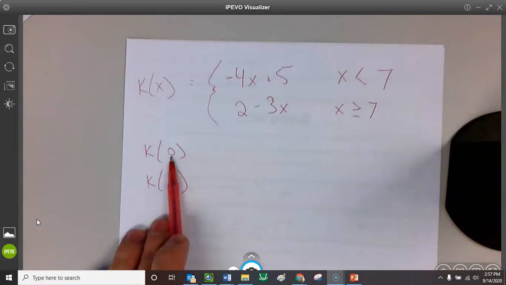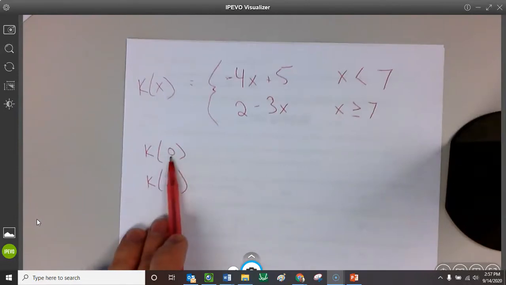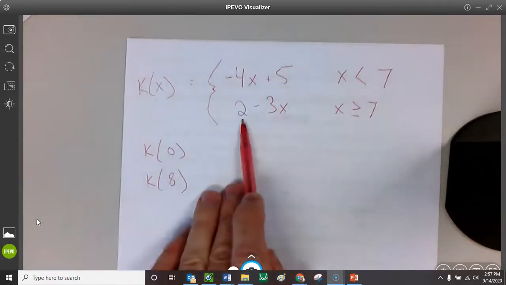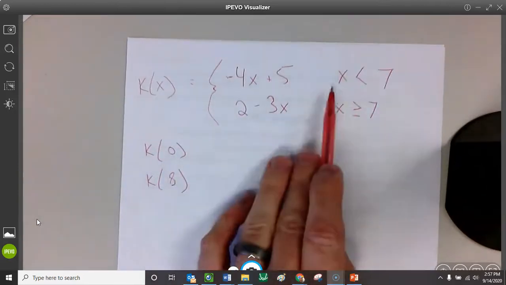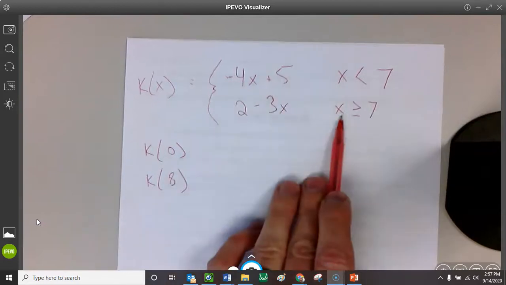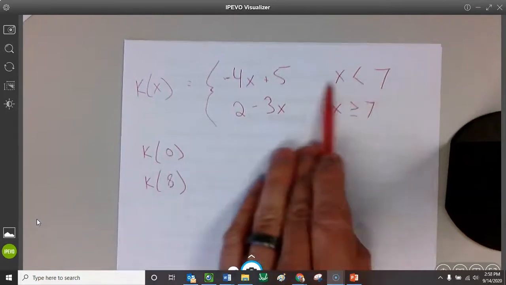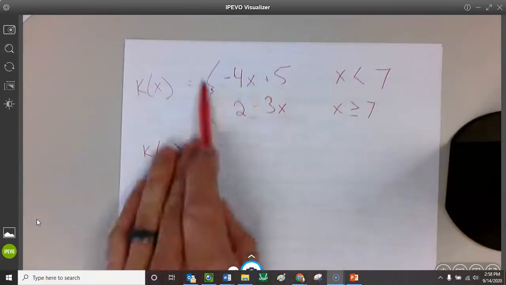K of 0, giggling at my own jokes. I need to plug in a 0 in for my x. Take my x out, plug in a 0, but where? Okay, that's what this is going to tell me. When x is less than 7, use this one. When x is greater than or equal to 7, use this one. 0 is definitely less than 7, so it's telling me to use this equation.